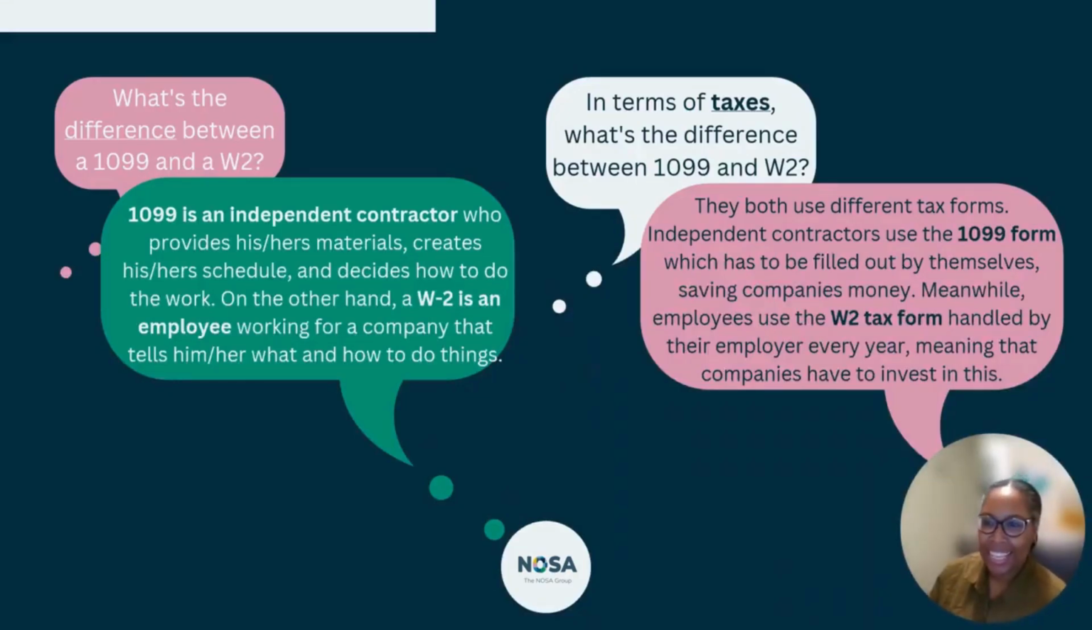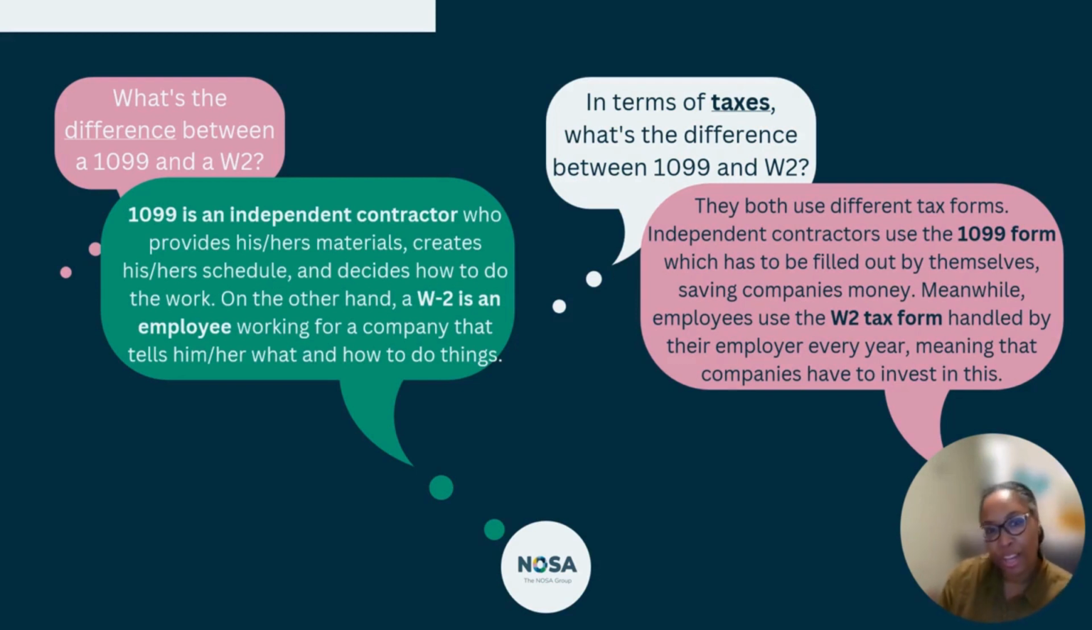So, taxes. This is always a great question, and we have a two-parter here, around what's the difference between 1099 and a W-2. So, one of the main differences is that a 1099 is not an employee, but an independent contractor. And it's an independent contractor where they create their own schedule, they come with their own materials, and decide the type of work that they're going to do.